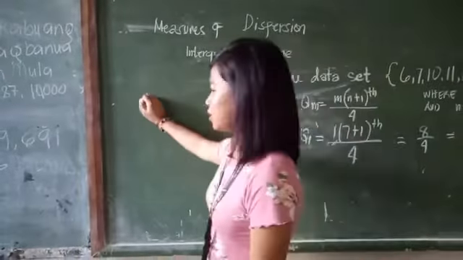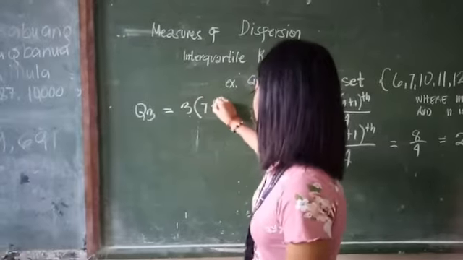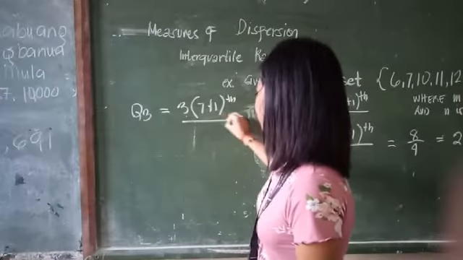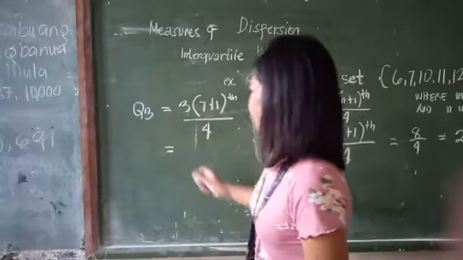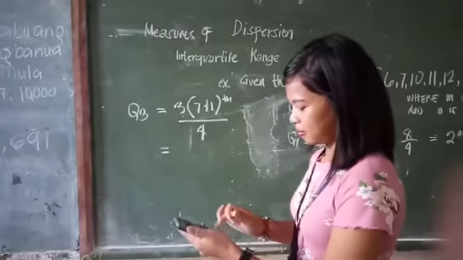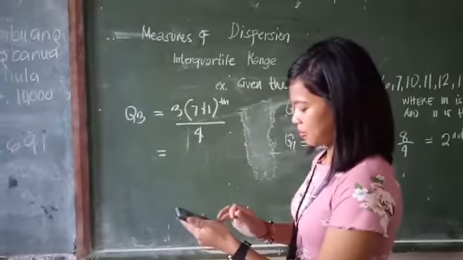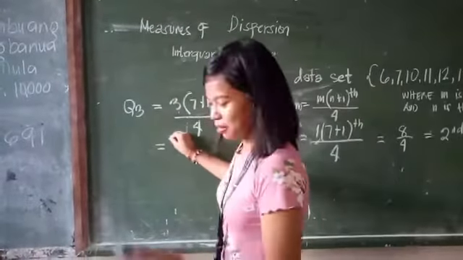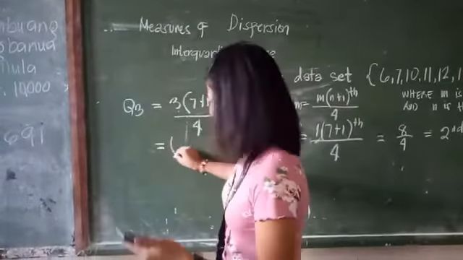So we're down to the Q3. So 3 times 7 plus 1 over 4. So we are going to calculate. So we find the sixth number: first, second, third, fourth, fifth, and the sixth is the 13. So Q3 is the 13.